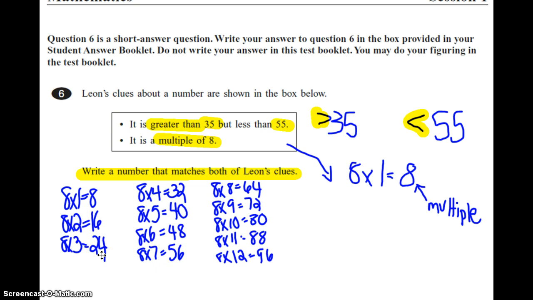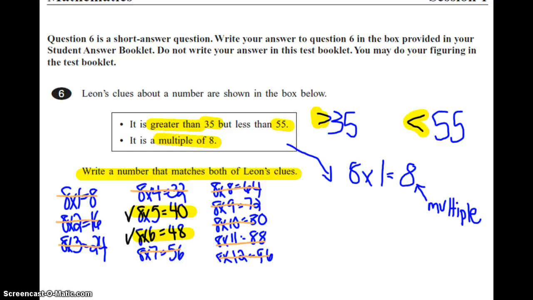Now, we have to remember that first clue that we had, that it has to be greater than 35 and less than 55. So my next step would be to look at those products or those multiples, and I crossed out any number that doesn't fit. So 8 is not greater than 35. Neither is 16, 24, or 32. I also started back here, and remember it's got to be less than 55. So 96, 88, 80, 72, 64, and 56 don't fit that clue either. So what I'm left with here is the multiple of 40 and the multiple of 48.